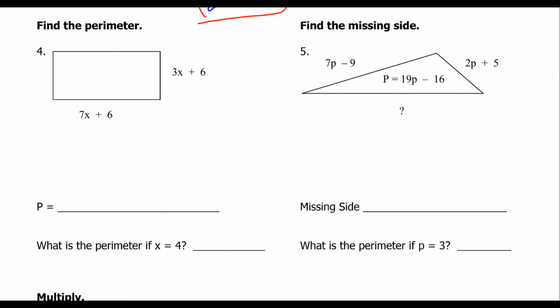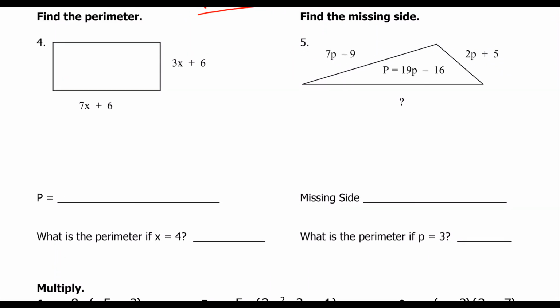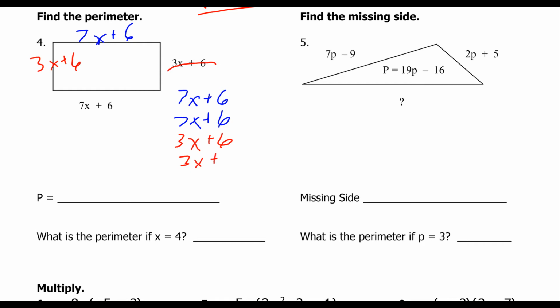Alright, number 4. It says to find the perimeter, okay? This is one of those ones where I like to do the stacking. So I'm going to do 7x plus 6. Okay, I know that I have 7x plus 6 here. So I got 7x plus 6. And then I got 3x plus 6. And I have another 3x plus 6 right here. So 3x plus 6.